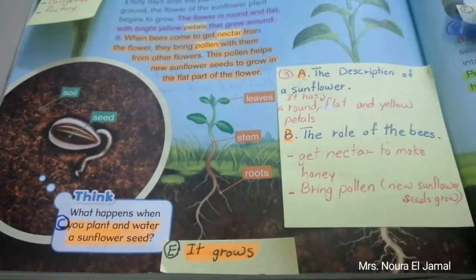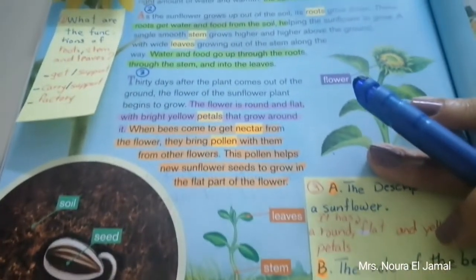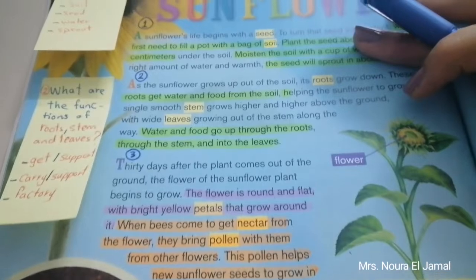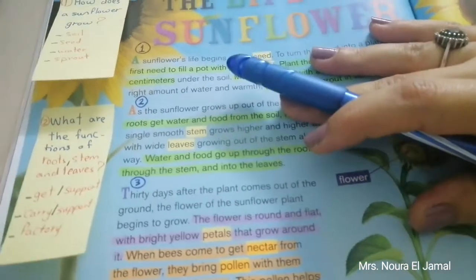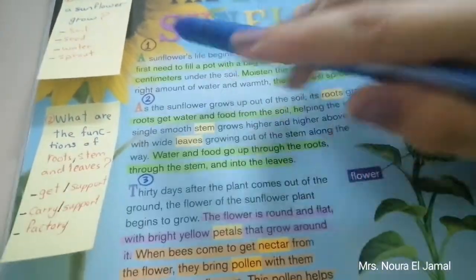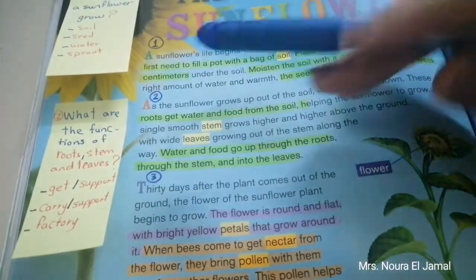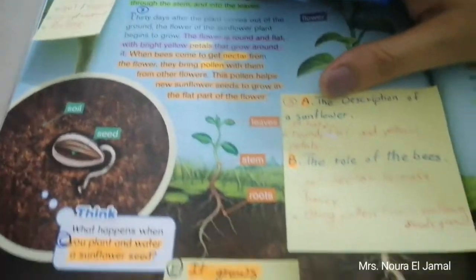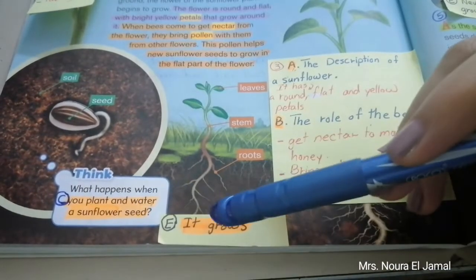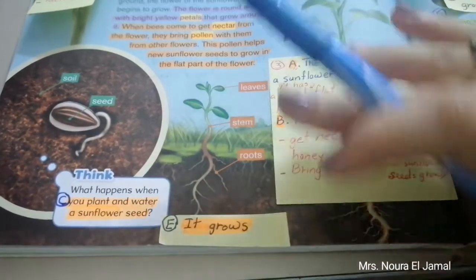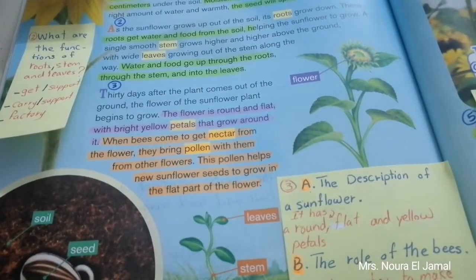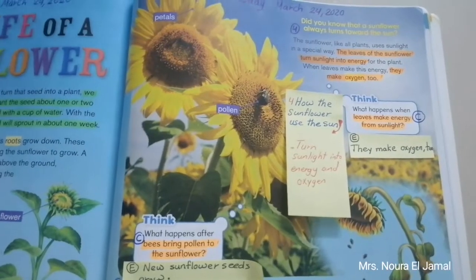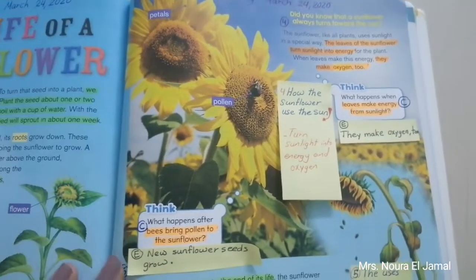I want you to do like me here. Stick the sticky note as we used to do in the class and write, summarize here for each paragraph and the questions also, and apply the strategy here down, the cause and effect. We finished page 150. Let's go to page 151.